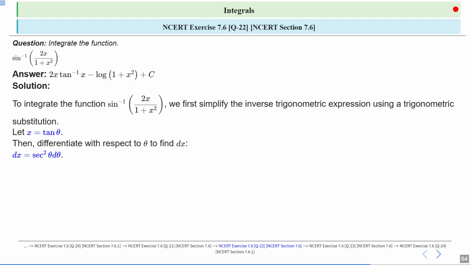We use the trigonometric substitution so that we can simplify the inverse trigonometric function, because we don't know how to integrate inverse trigonometry.